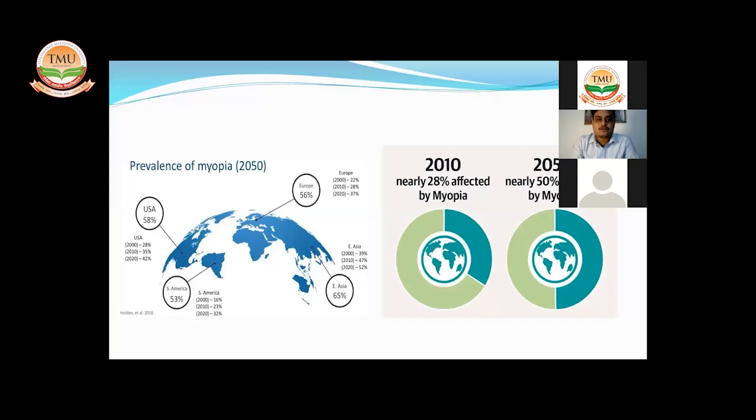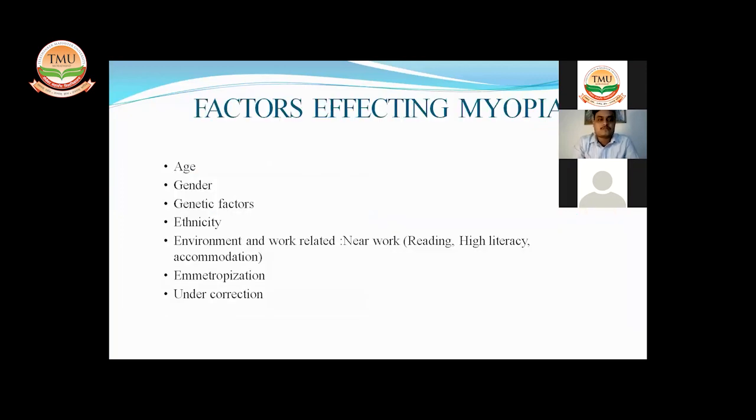A recent study predicts that 50% of people will be affected by myopia in 2050. You can see how alarming myopia is, and why it is such a hot topic, then and now, among eye care practitioners and optometrists. Approximately 50% of people will be affected by myopia in 2050, so that should be considered a very vital thing. We will discuss the other terminologies here.